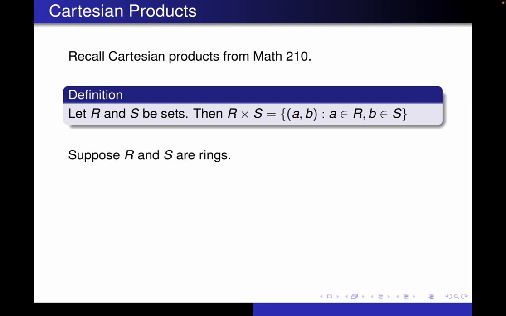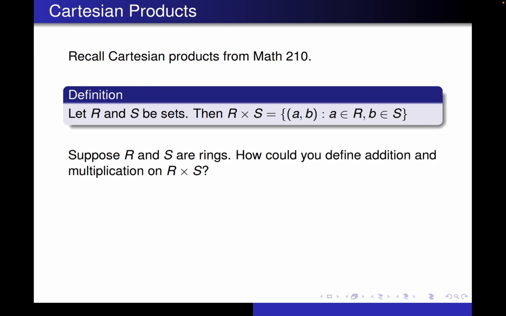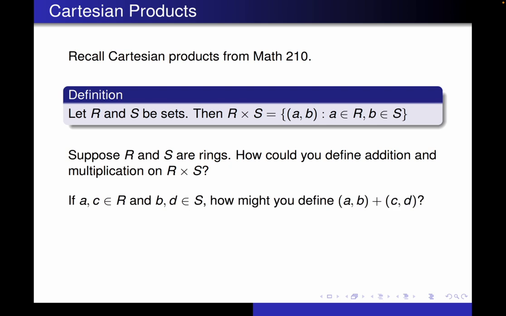And we are going to be looking specifically when R and S are rings. Now, we already have what the elements are, that's just our Cartesian product, but in order to give it a ring structure, we have to define addition and multiplication. So the first thing you're going to have to do is figure out what addition and multiplication is. And to get you started, you're going to assume that 2 elements, say a and c, are in R, 2 other elements, b and d, are in S.